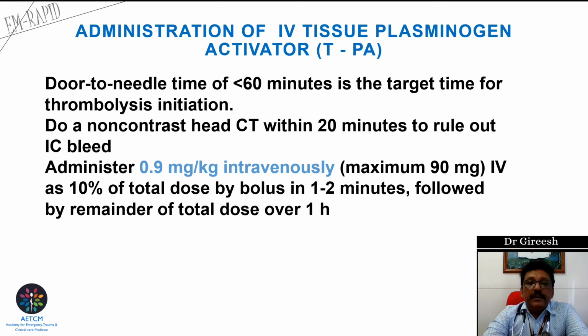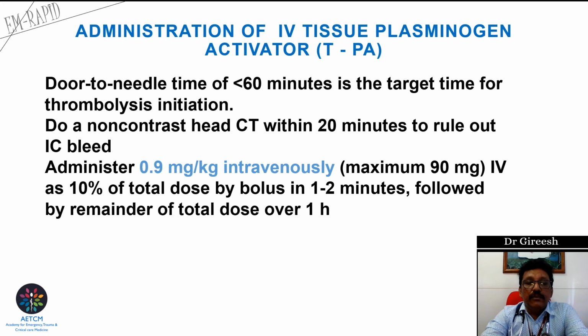Now, if the patient comes in less than 4 hours in the emergency room with an ischemic stroke, we do a CT scan, which is normal, that means there is no hemorrhage, then we can give this patient thrombolytic therapy, that is tissue plasminogen activator. Door to needle time has to be less than 60 minutes. Do a non-contrast CT within 20 minutes to rule out bleed. Then start TPA 0.9 milligram per kg intravenously. Maximum is 90 milligram IV.